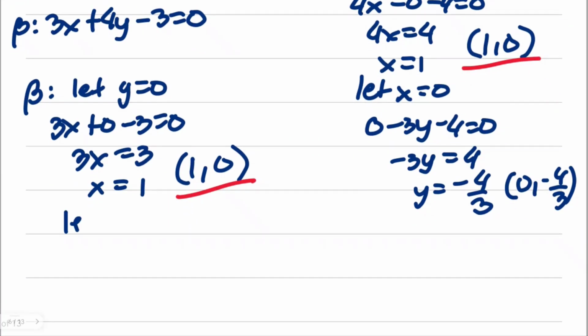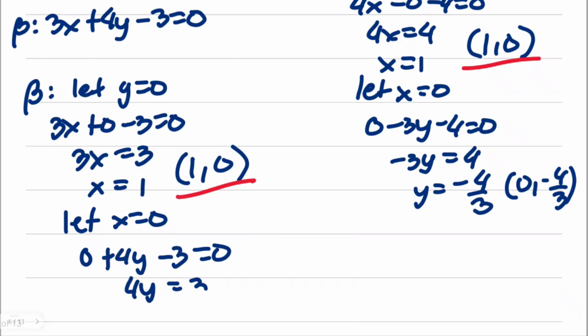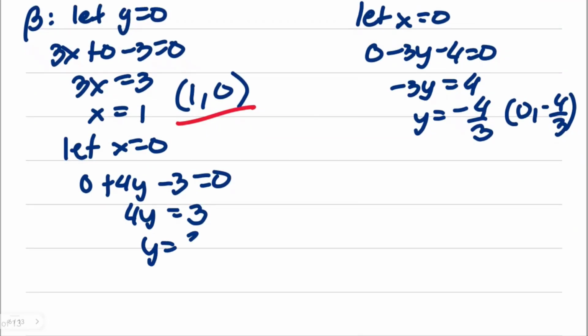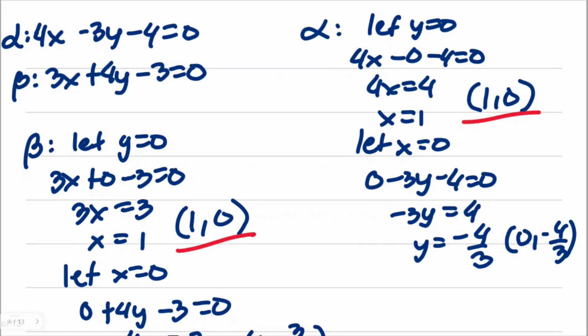Let's continue. Let x be equal to 0. So you have here 0 plus 4y minus 3 is equal to 0. 4y is 3. So y is 3/4. Its y-intercept is 0 and 3/4. All of these points, let's try to plot them on our Cartesian plane.